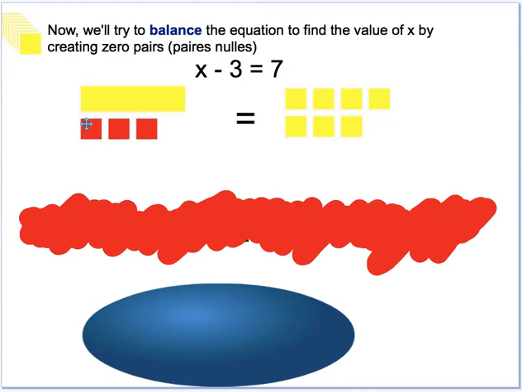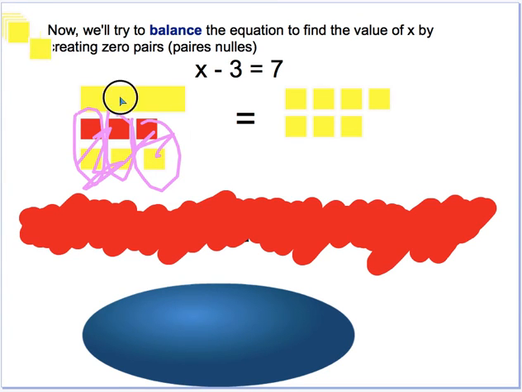So how do I get rid of 3 negatives? I want to have x all by itself here. And the way to do that is by creating 3 zero pairs. So I put 1, 2, and 3. And I've created 3 zero pairs. They cancel out, which is fantastic because all I want is this x. Problem is, it's a balanced equation. It means that if I add those 3 positives there, I have to add them to the other side. So x no longer equals 7. x equals 10.